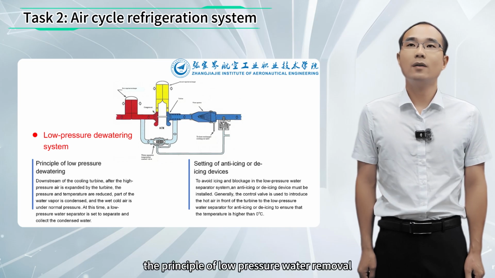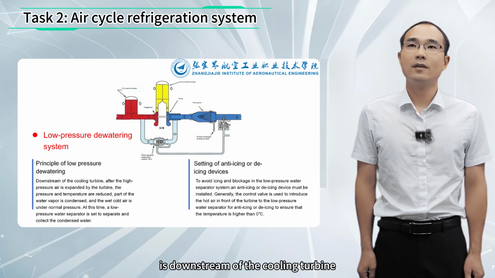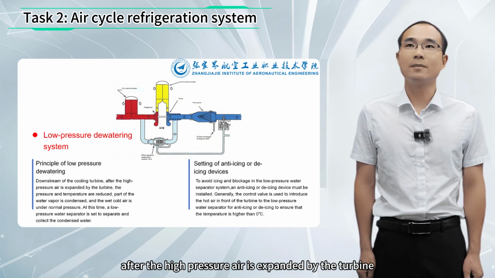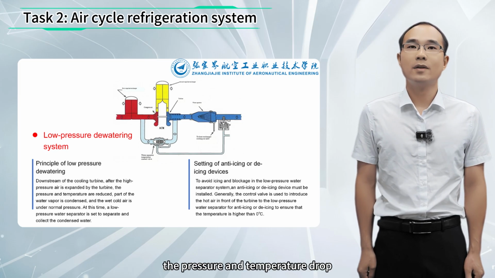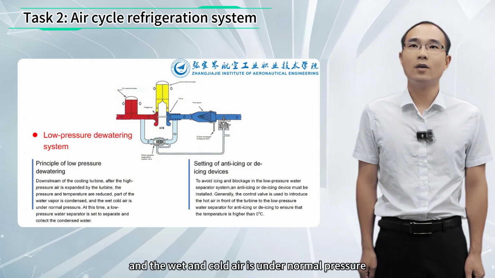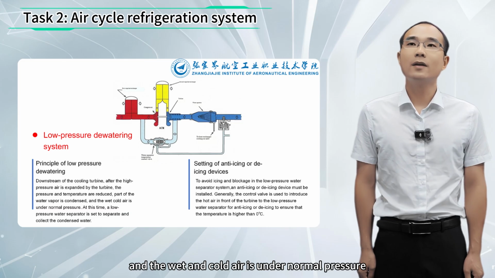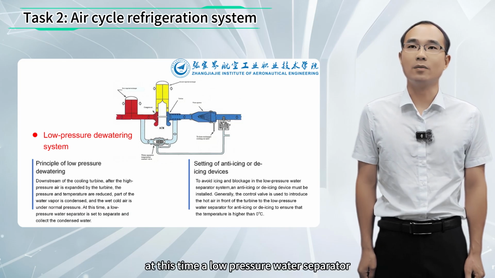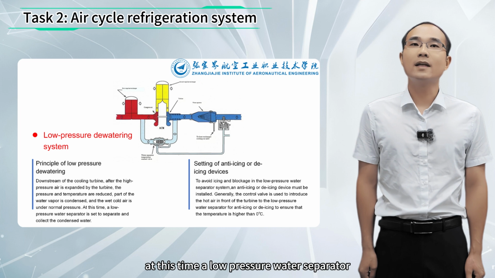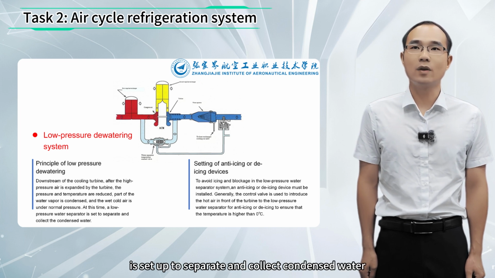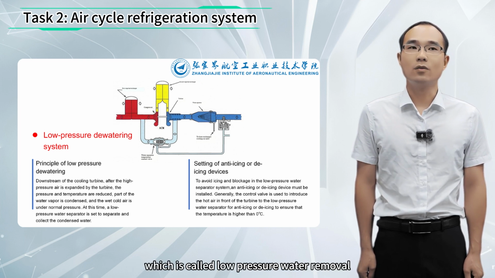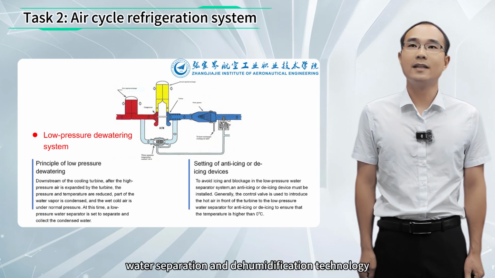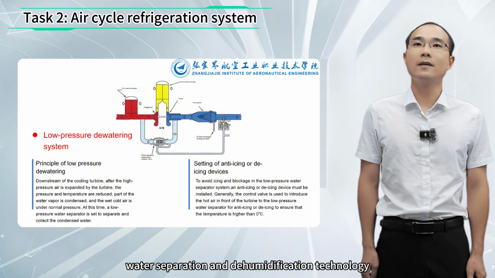The principle of low-pressure water removal is downstream of the cooling turbine. After the high-pressure air is expanded by the turbine, the pressure and temperature drop, part of the water vapor condenses, and the wet and cold air is under normal pressure. At this time, a low-pressure water separator is set up to separate and collect condensed water, which is called low-pressure water removal. That is low-pressure water separation and dehumidification technology.